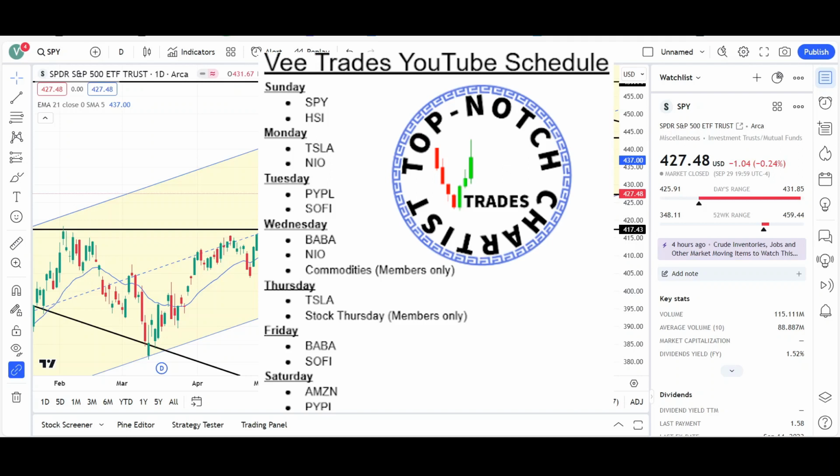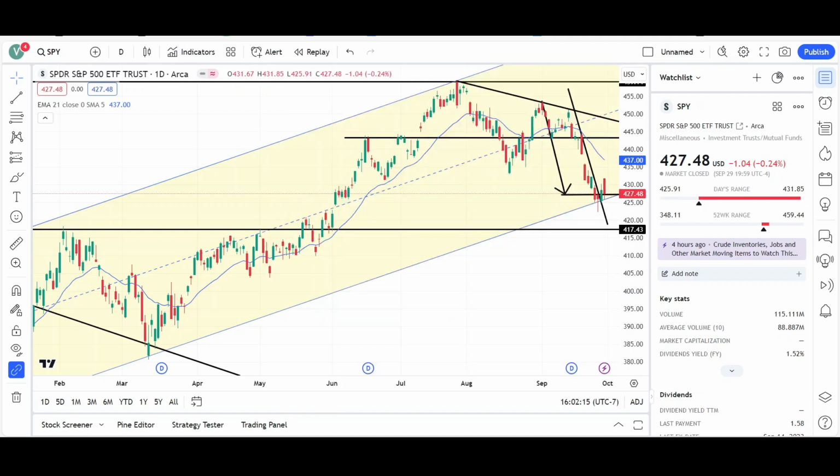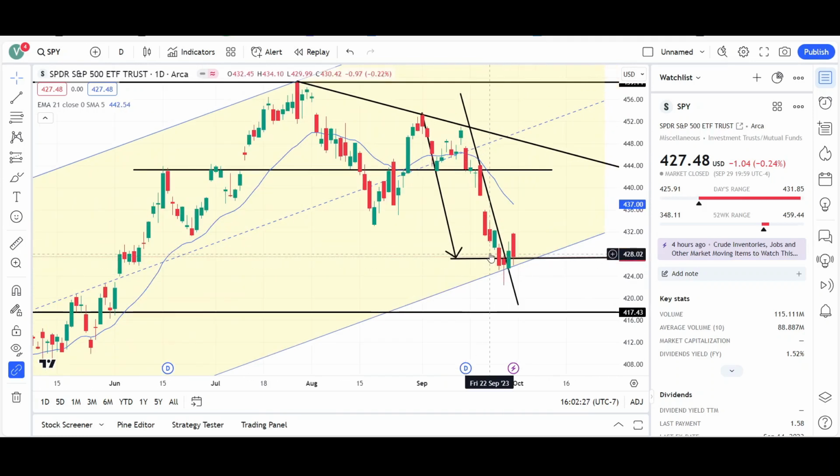Today I will be doing a technical analysis breakdown for the Spider S&P 500 ETF Trust with the ticker symbol SPY and the triple Q. I'll first be going over what I see on the daily chart and finish the video off with the weekly chart. So let's take a look at the Spider since last Friday. That is when I left off.